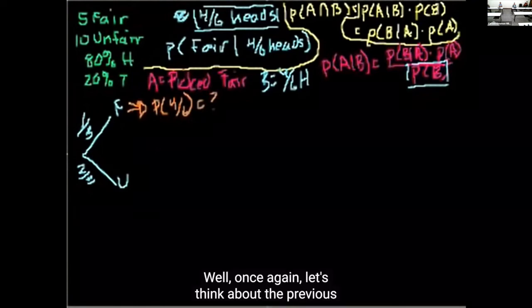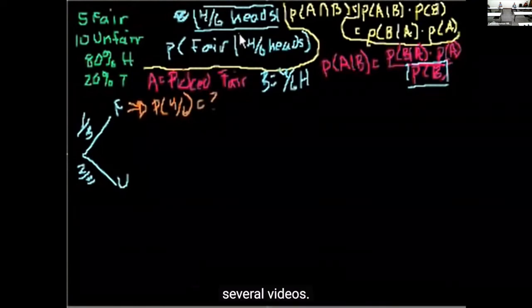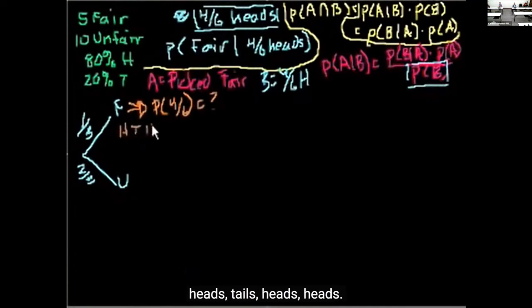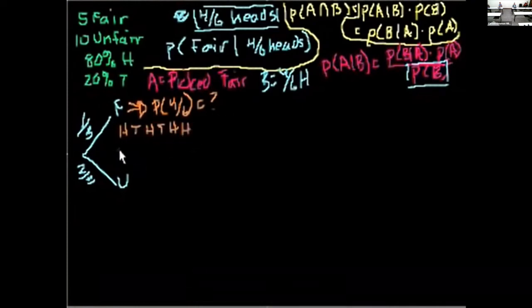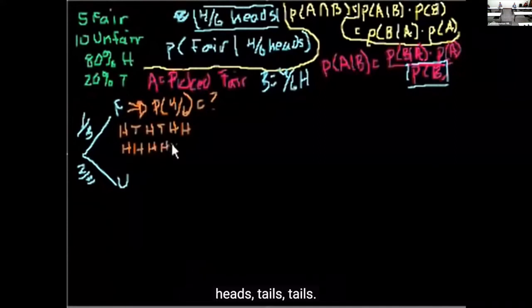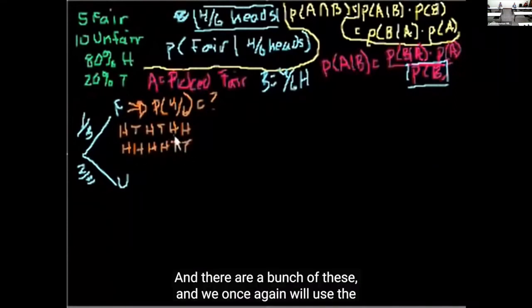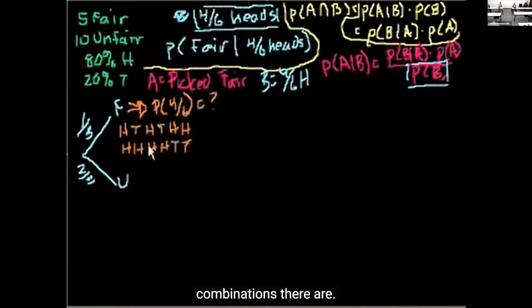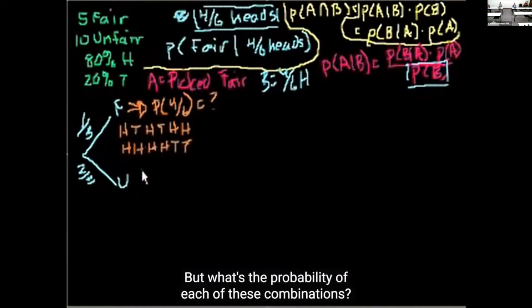Well, once again, let's think about the previous several videos. What's the probability of getting any one particular combination of 4 out of 6 heads? So for example, it could be heads, tails, heads, tails, heads, heads. It could be the first 4 heads: heads, heads, heads, heads, tails, tails, right? And there are a bunch of these, and once again we'll use the binomial coefficient, our knowledge of combinations, to figure out how many different combinations there are. What's the probability of each of these combinations?